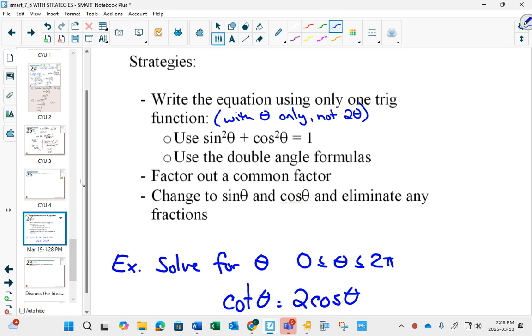Write an equation with only one trig function, with only theta. Having a 2 theta and a theta in the same question is the same as having two different trig functions. A strategy we've used already was sine squared theta plus cos squared theta equals 1. Sometimes we can use double angle formulas. We're going to have to look for factoring. It's going to be a major strategy we're going to use. And sometimes we get stuck, so we just decide, just like proofs, to change things to sine theta and cos theta, eliminate fractions, and see how it goes.